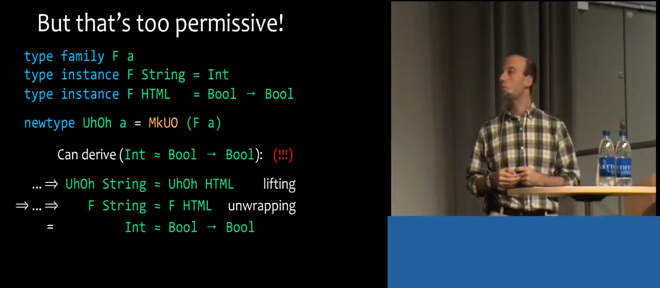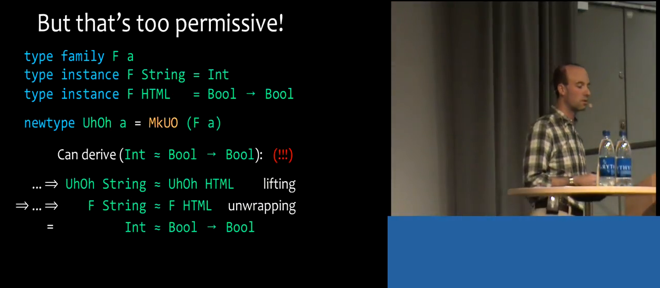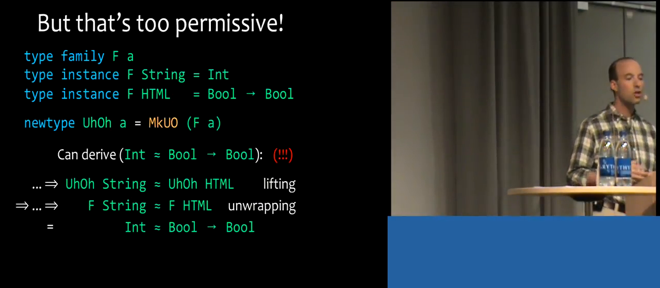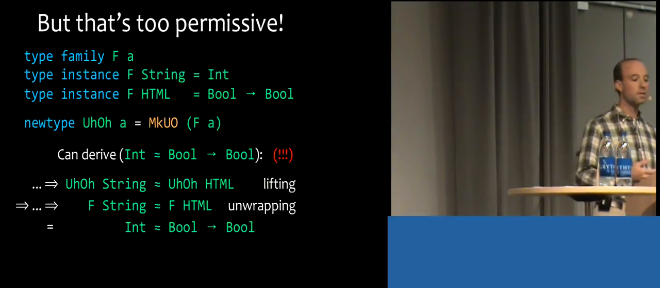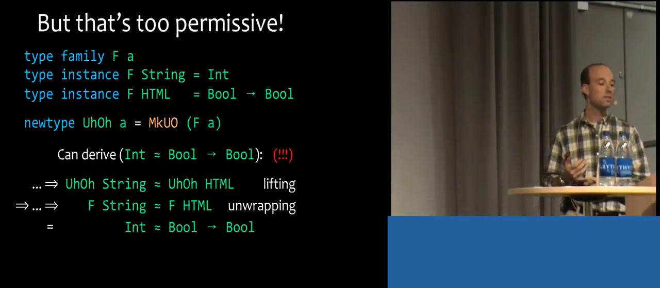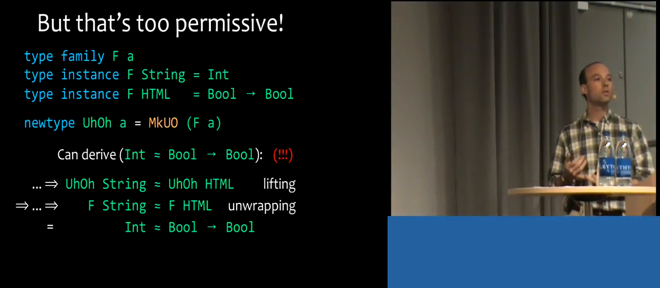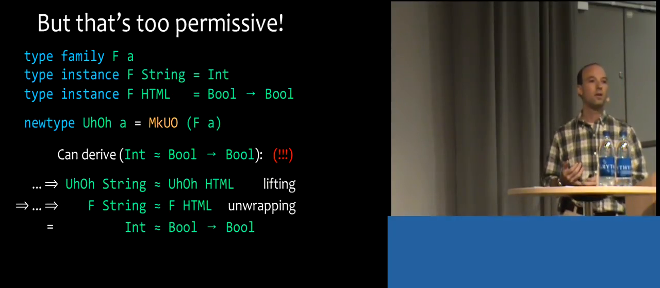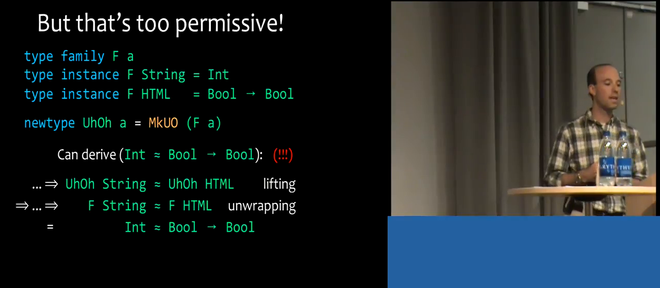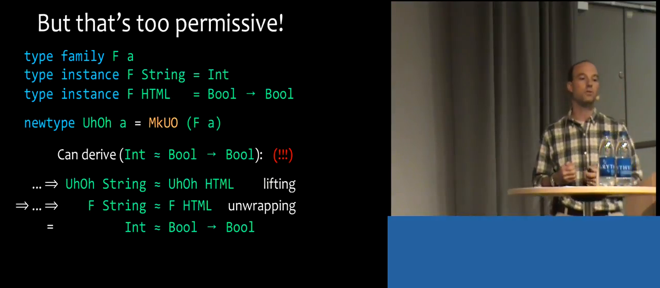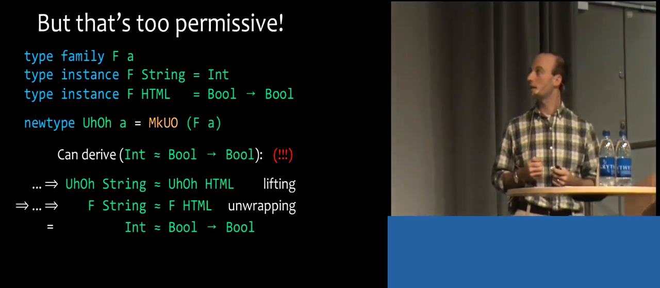Using this, we can derive that unsavory coercibility relationship. Using a similar derivation as the last slide, we can build up string is coercible to HTML using its lifting instance. And then we use its new type unwrapping instances to get F string is coercible to F HTML. But of course, we just evaluate that type to get int is coercible to a function on bools. And that spells disaster.